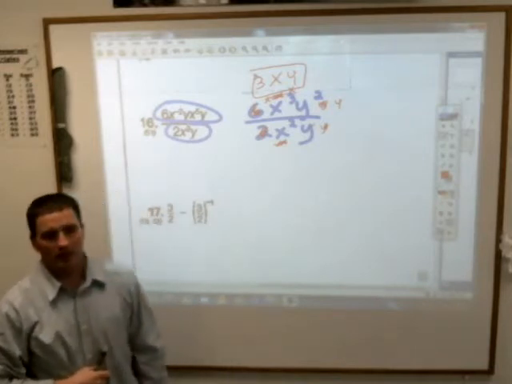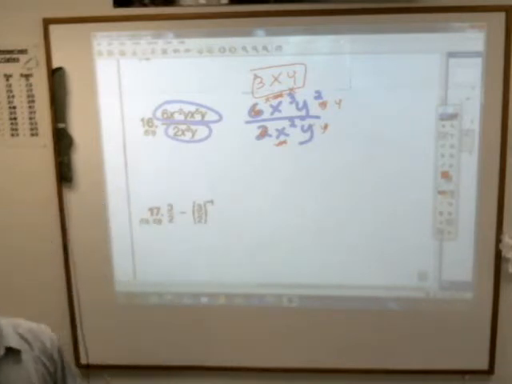Again, generally speaking, when you're given a choice, they put them in alphabetical order, so the x's would come before the y's.